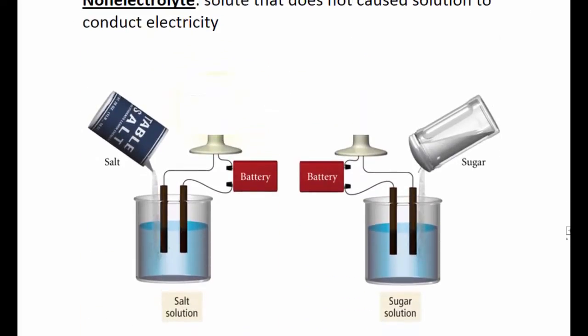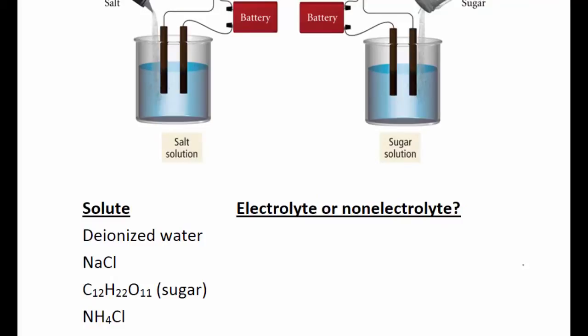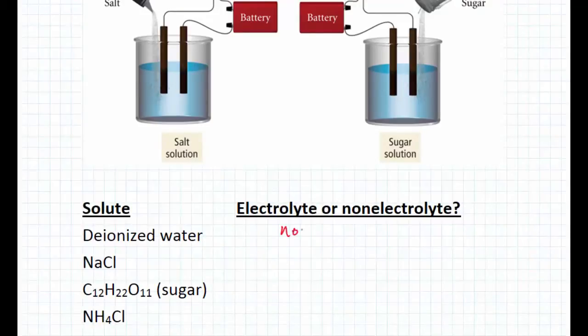So take a look at these two diagrams right here. We've got a circuit. It's essentially an open circuit, because we got the two electrodes pointing down into the solutions there with a battery, and it's hooked up to a light bulb. Okay? And again, starting with just deionized water, that will not conduct electricity. We said before, deionized water is a non-electrolyte.